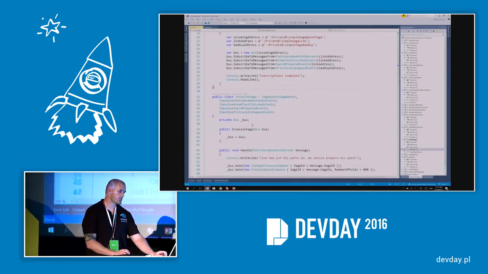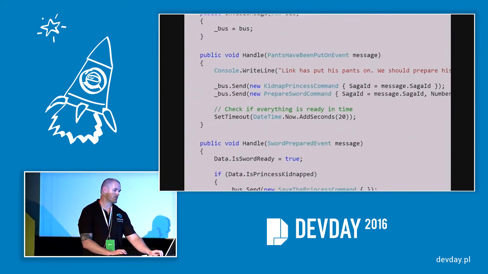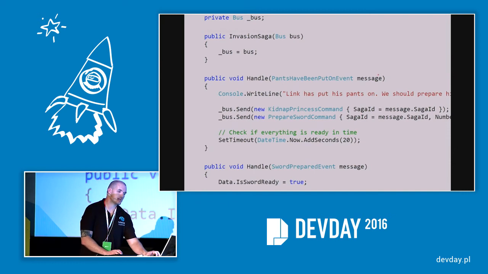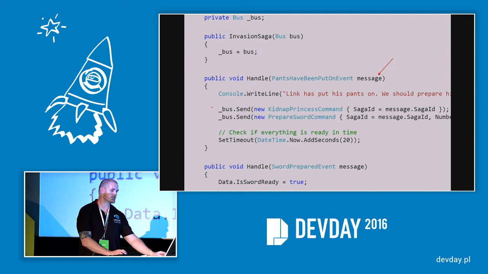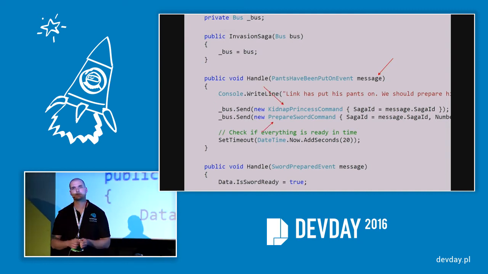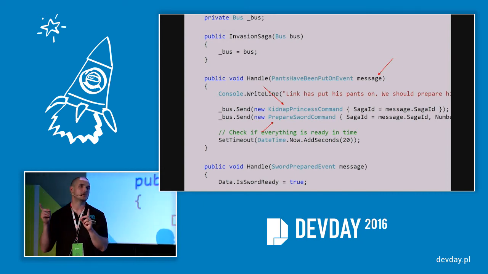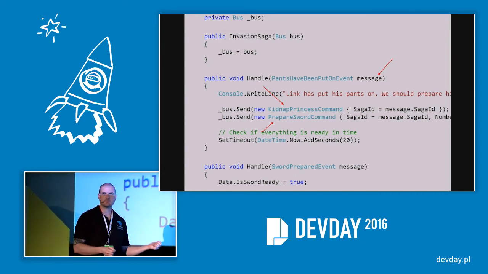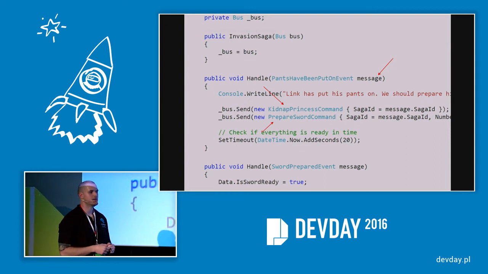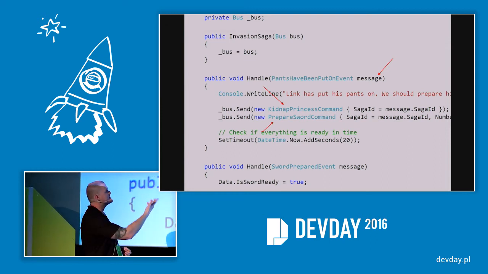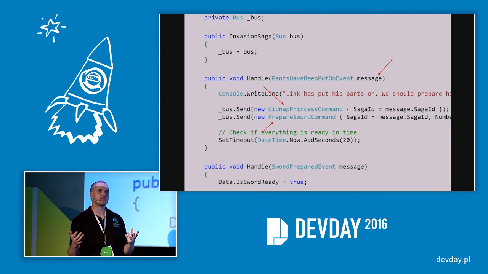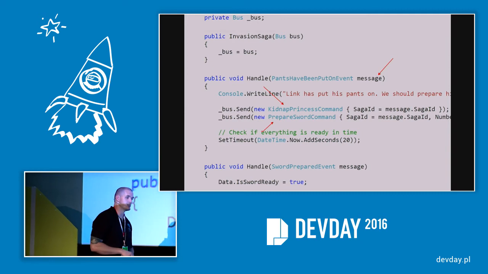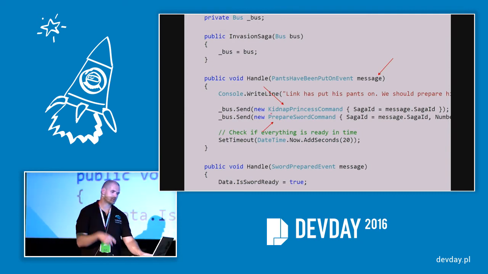On top of that, we've got some code here. So when Link's pants have been put on, what do we have to do? Well, we send two commands at that stage. The first command is to kidnap the princess, and the second command is to prepare the sword. So those are the two commands that we sent earlier. We also then set a timeout, which I'll cover in a couple seconds what that means. And we say in 20 minutes, or 20 seconds in this case, trigger something so that I can maybe check if we're going to have enough time to go on a quest today. But I'll get to that just now.